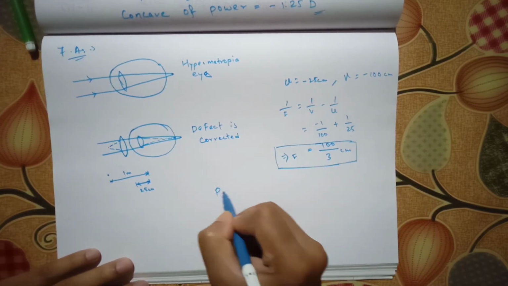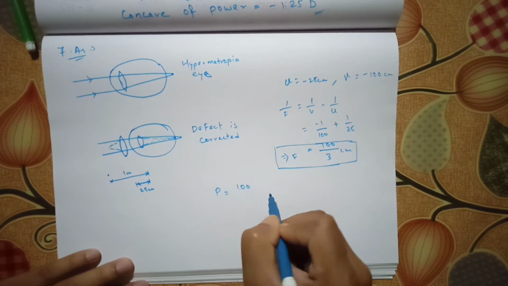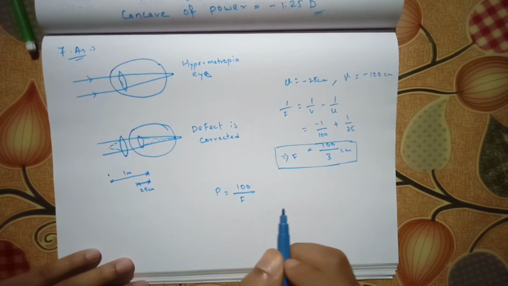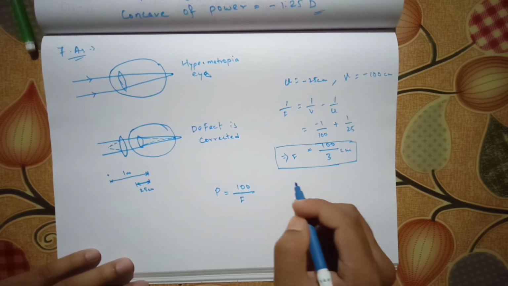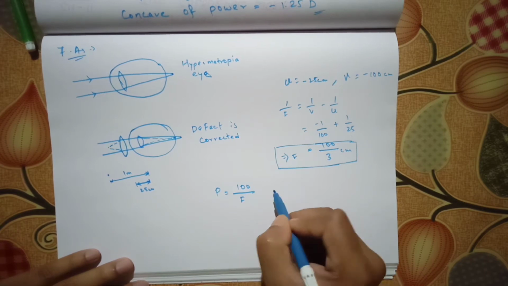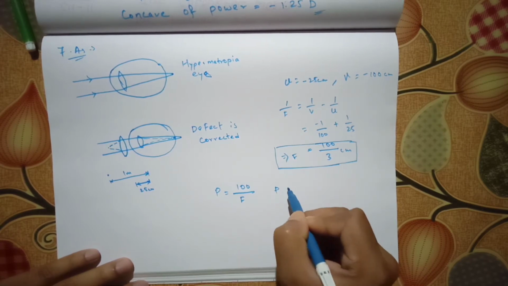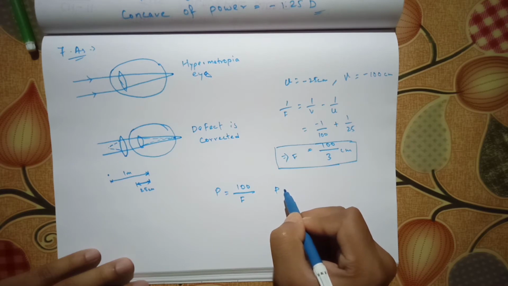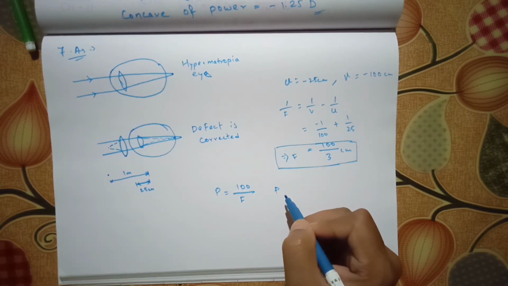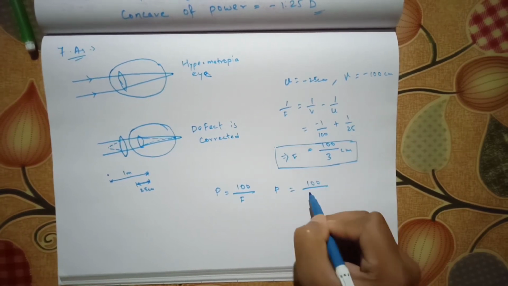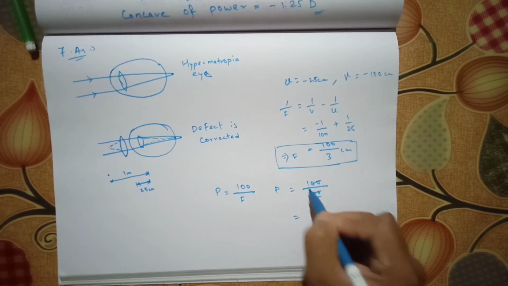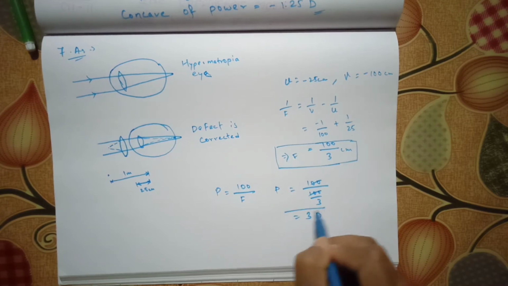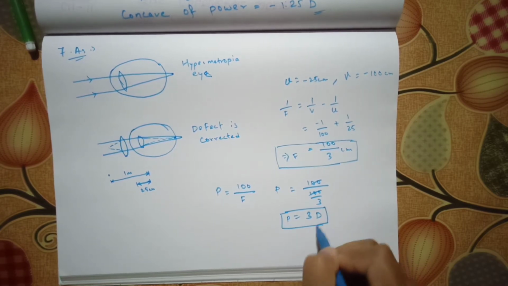Now what will be the power? P is equal to 100 by f. So now P will be equal to 100 by (100 by 3), which is equal to 3 diopter. Power is 3 diopter.